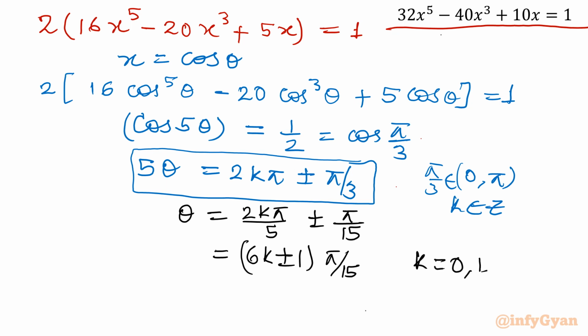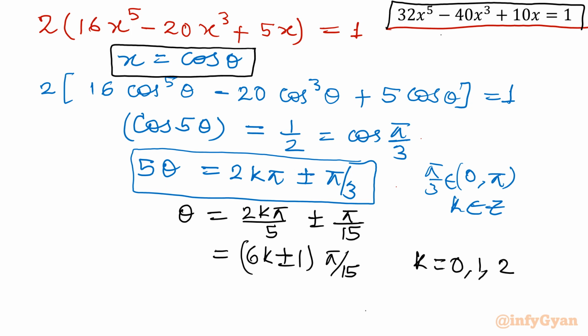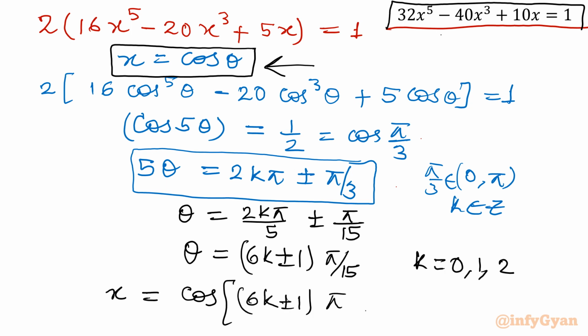Now, k equal to 0, 1, 2. We are going to put these because this is a quintic equation and we have to find only 5 solutions. And remember, our substitution is x is equal to cos theta. From here, we will find theta first, then we are going to put it into the substitution. Or better is to write here itself: x is equal to cos((6k plus minus 1) pi over 15), k equal to 0, 1, 2.